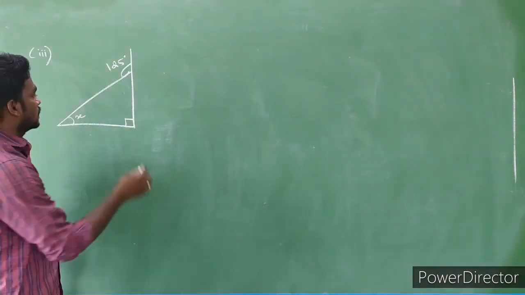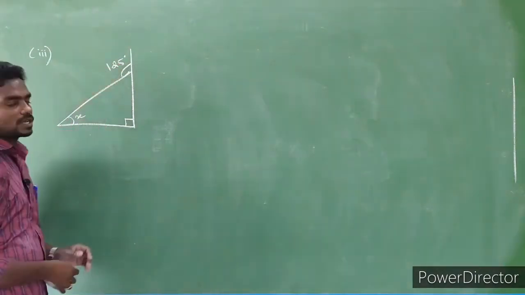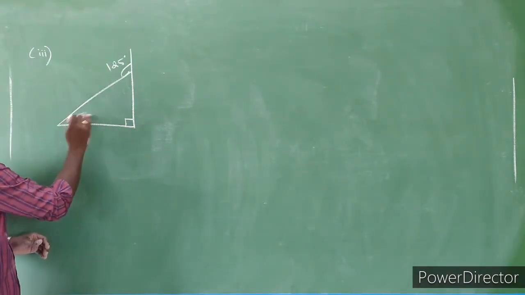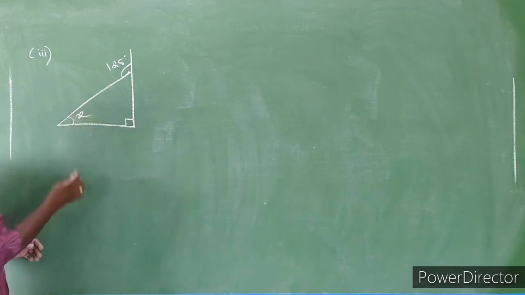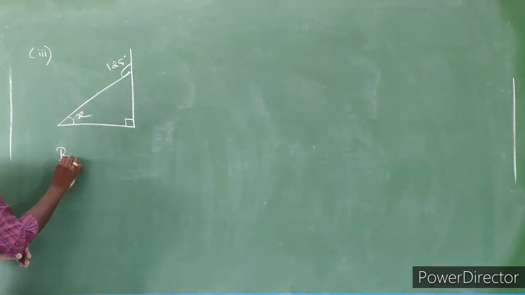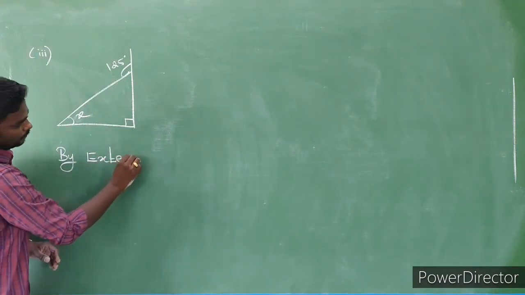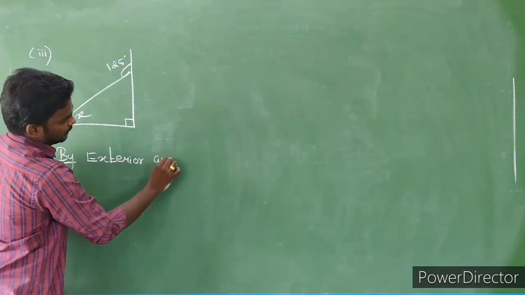Next, our third question. Angle x and 125 degrees are given. We want to find the value of x. So how to find it? By using the exterior angle.